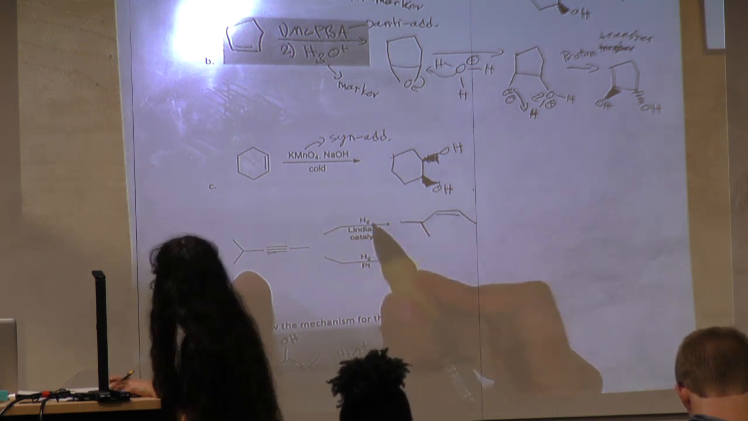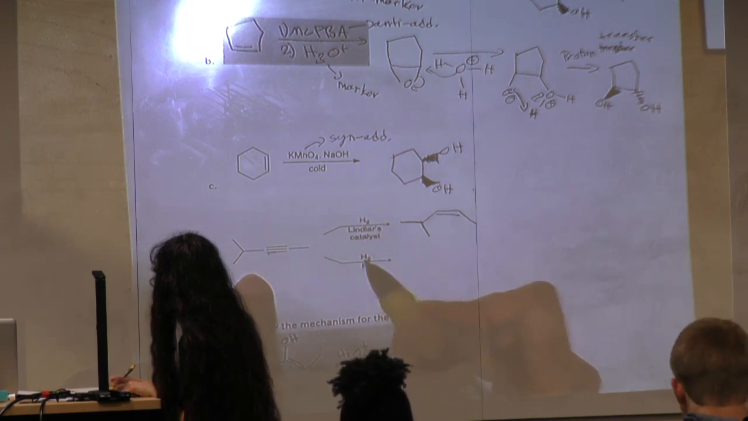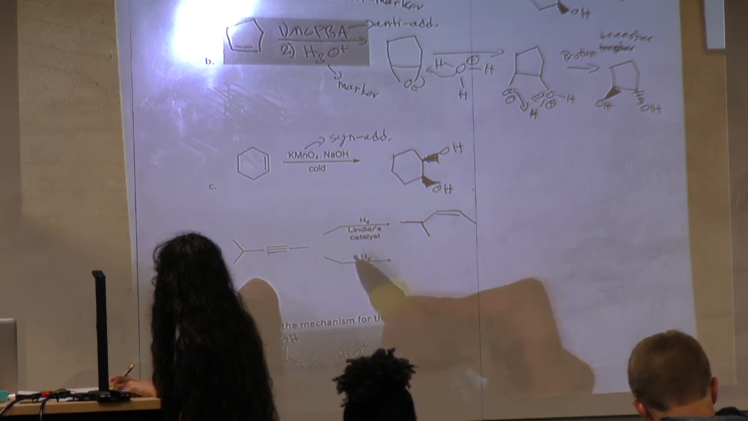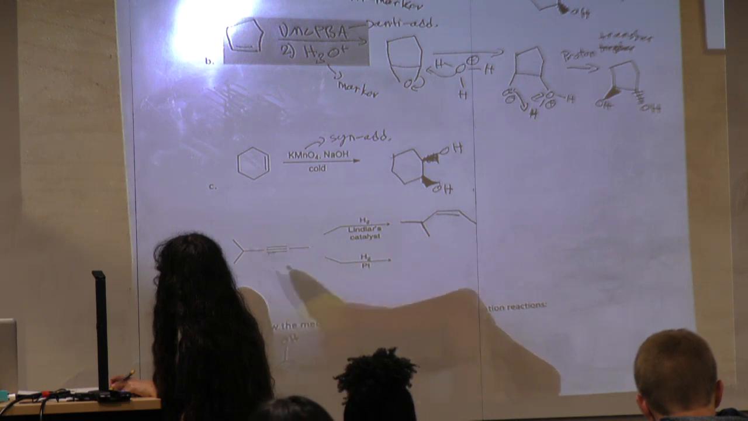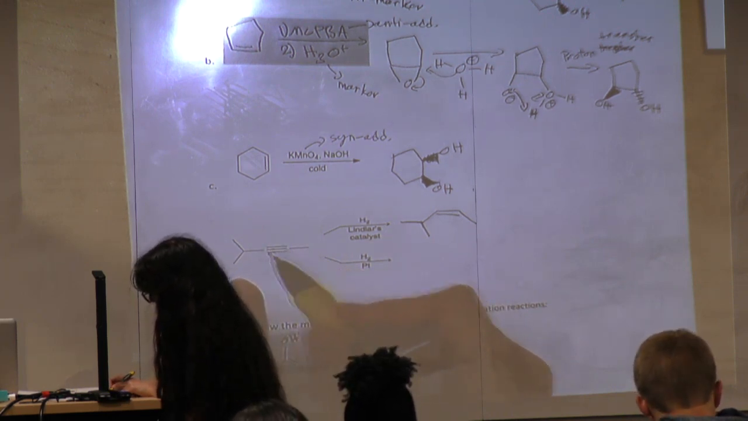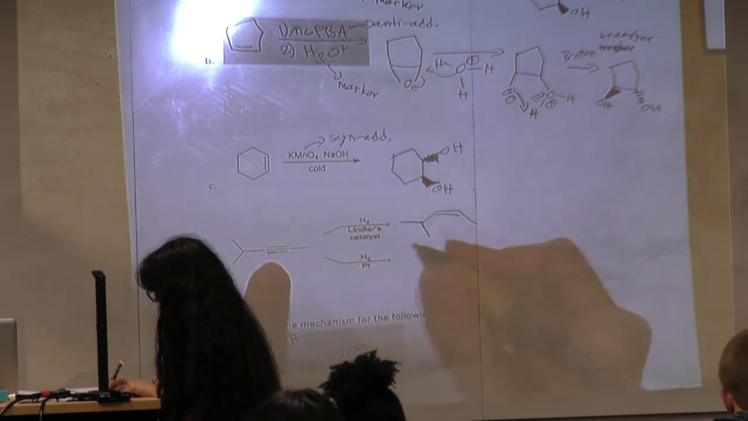And I have a compare and contrast with H2 with Lindlar's catalyst versus H2 with a metal. So when you pair H2 with a metal, you're going to do this a whole lot in Orgo 2 as well. You're just going to fully reduce your starting molecule. So you're not going to have any double bonds. This is going to be an alkane.